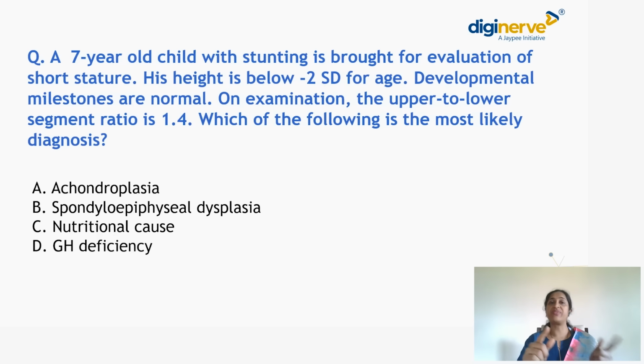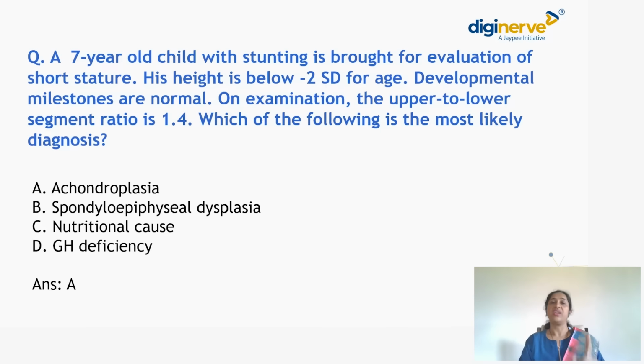Because in spondyloepiphyseal dysplasia, the upper segment lower segment ratio will be reversed. It will be 1:1.4 or something like that. So there the vertebrae don't grow, so the body is short and the limbs are normal. So the ratio will be altered. The lower segment will be bigger than the upper segment. So in this, the answer will automatically be achondroplasia.